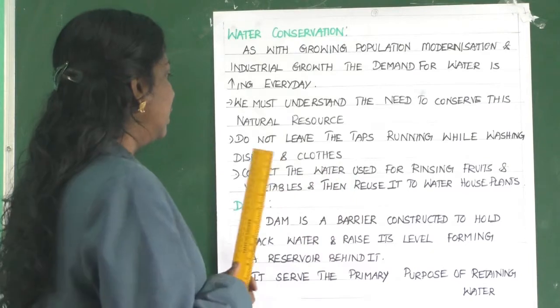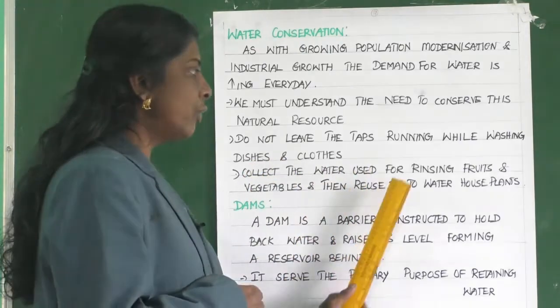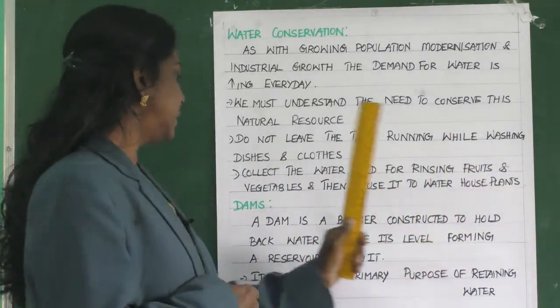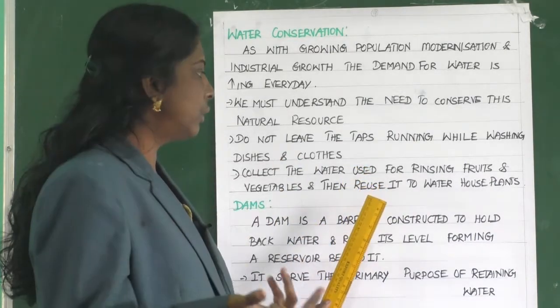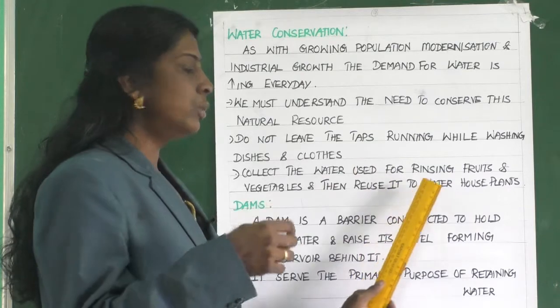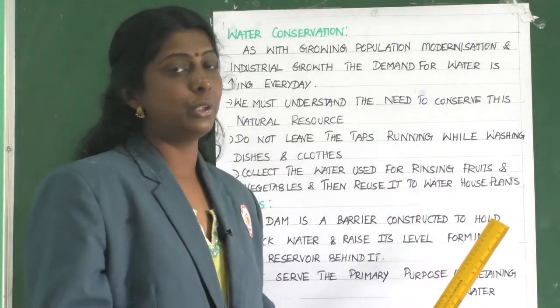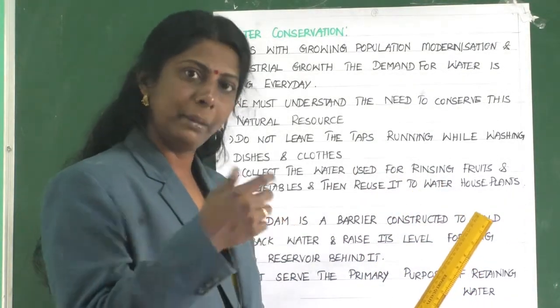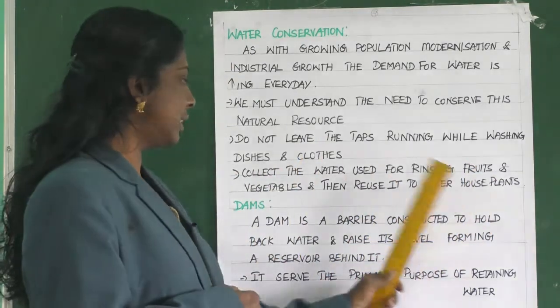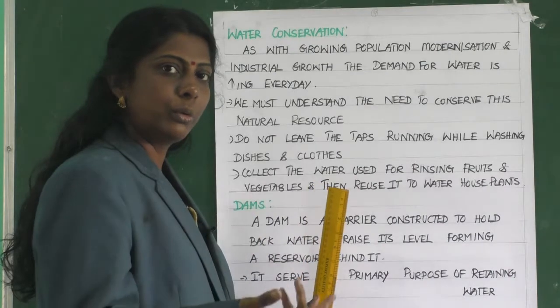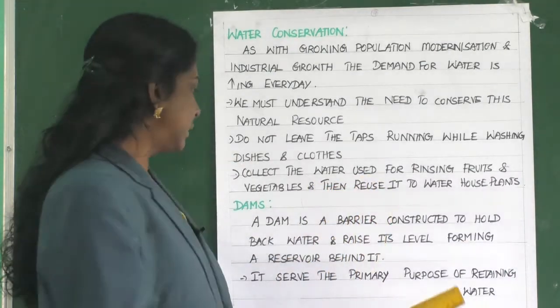Clear? Then collect the water used for rinsing fruits and vegetables and then reuse it to water house plants. Collect the water used for rinsing fruits and vegetables and then reuse the water by watering the plants.